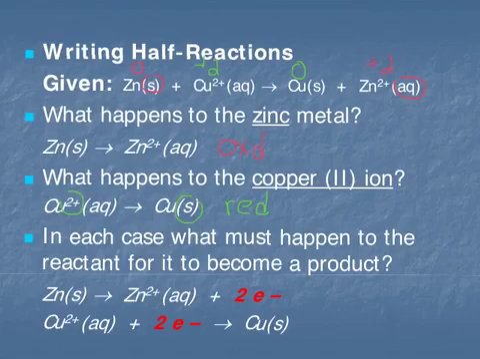We can actually write the electrons as either a product or a reactant in our half reactions. If the electron is a product, we know the chemical species is being oxidized. However, if the electron is a reactant, we know that the chemical species, copper ion in this case, is being reduced.